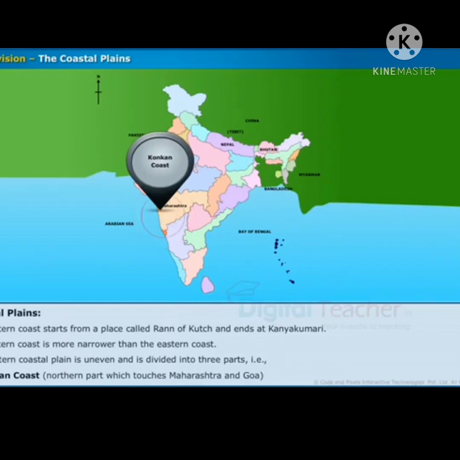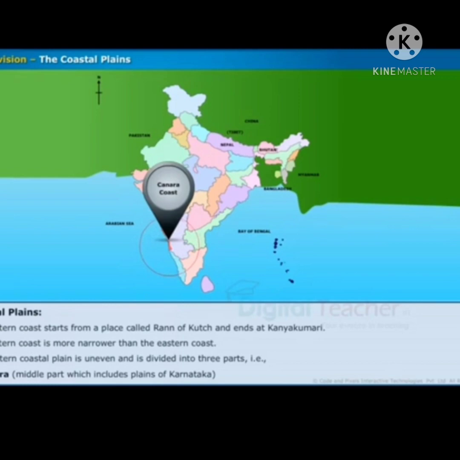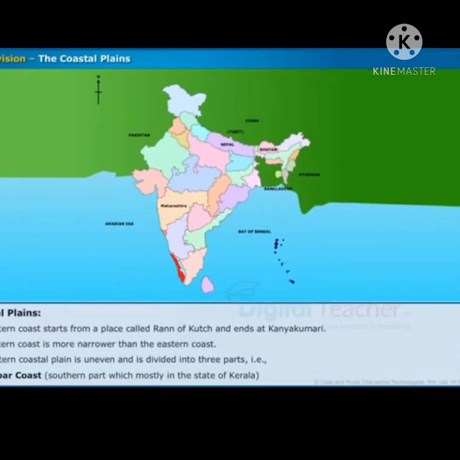The western coastal plains divide into three parts. Konkan coast. This is the northern part. It touches Maharashtra and Goa. Canara coast. This is the middle part. It includes coastal plains of Karnataka. Third one, Malabar coast. This is the southern part, mostly in the state of Kerala.